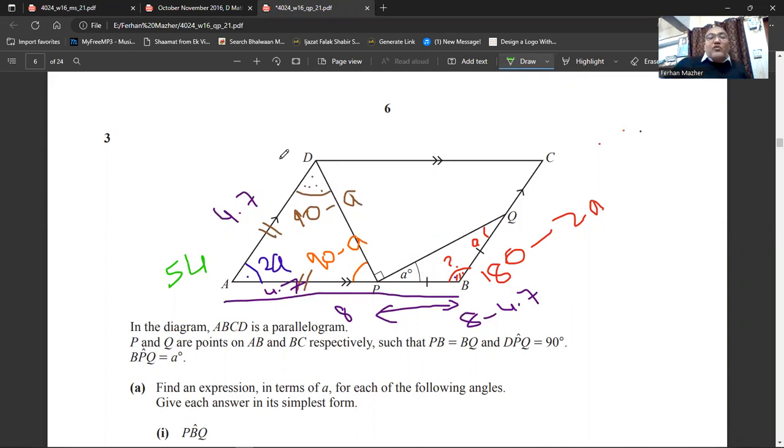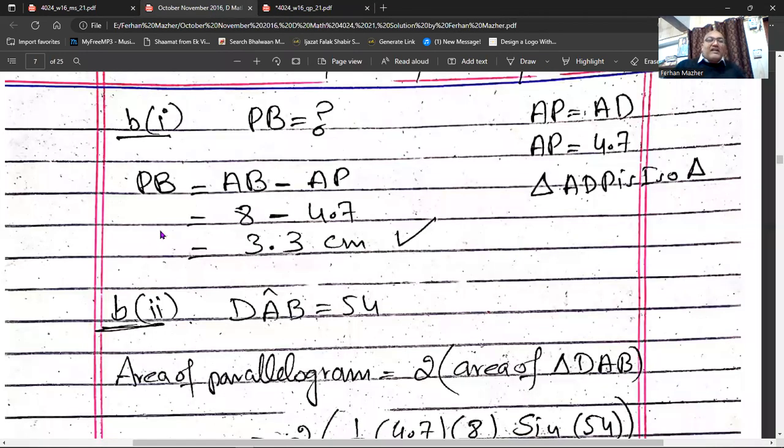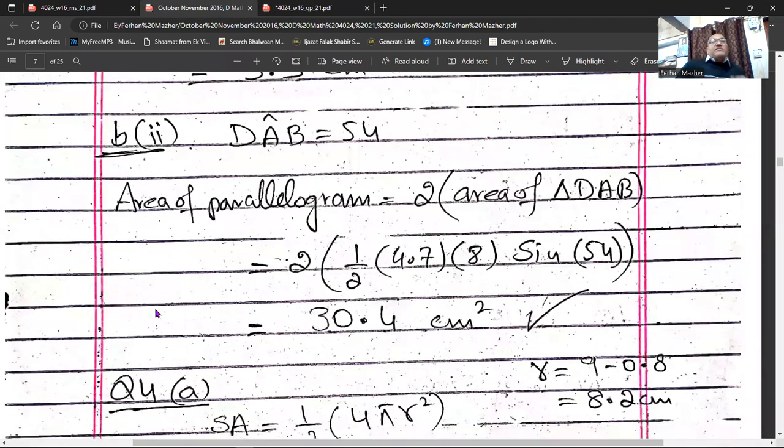So this side is 4.7, this side is 8, this angle here is 54. So I will find out the area of this triangle DAB, and then I will double it, and that will be the area of the parallelogram. So the area of the parallelogram will be 2 times the area of the triangle DAB. And that area of the triangle DAB will be 1/2 into 4.7 into 8 into sine of 54. And you double it, that will be the area of the parallelogram.